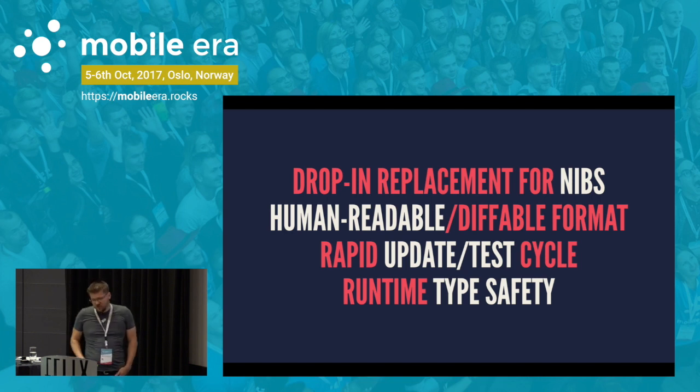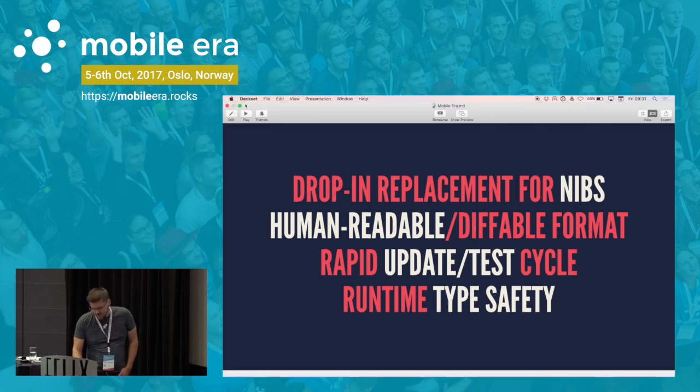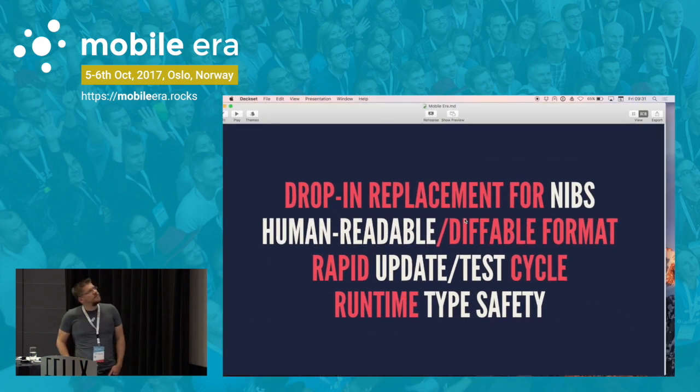It's a human-readable, diffable format, so I know that not everybody loves XML, but I think you'd all agree that that file is reasonably easy to understand, and that's much easier to work with in say, GitHub, using a git diff than it would be for a storyboard. You have the rapid update test cycle, so it's not WYSIWYG, but you can reload the simulator directly after making a change without having to recompile your app.